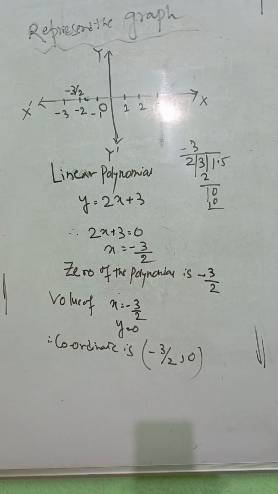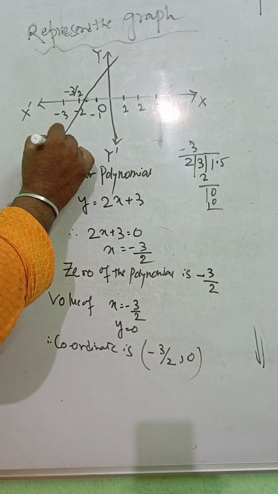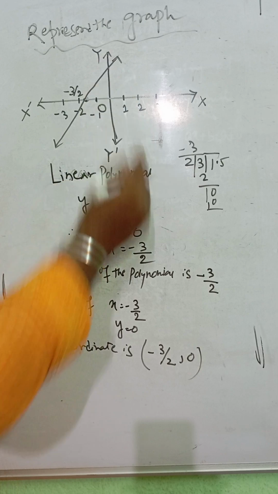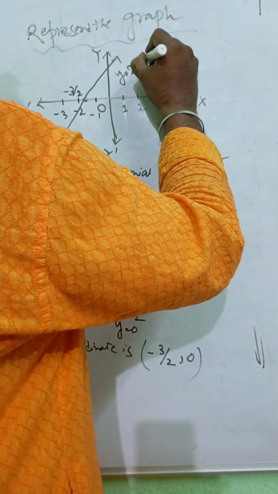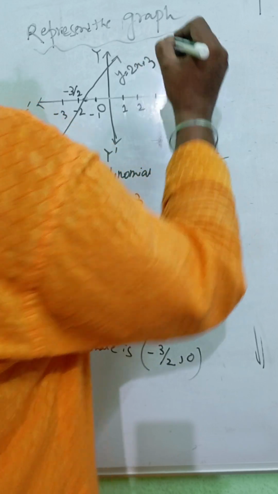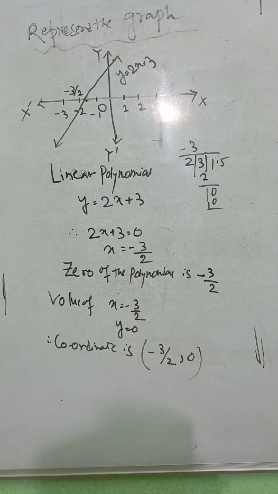So the line goes through this point, and this is the equation of the line. Now this is the graphical representation of a linear polynomial. Is it clear?